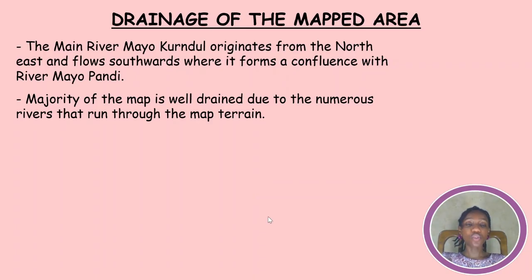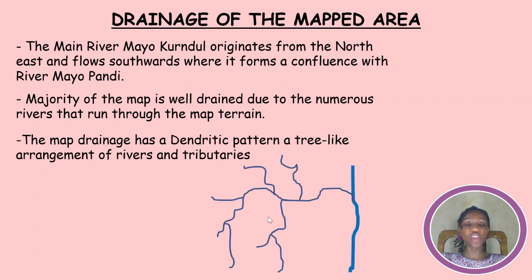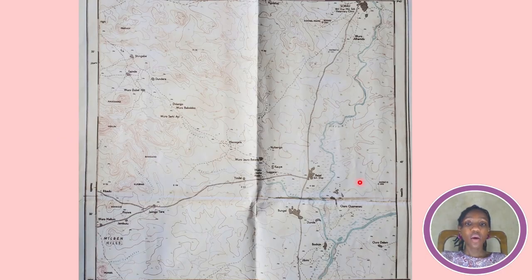Now let's talk about the drainage pattern of the map. The map has a dendritic pattern, meaning a tree-like arrangement of rivers and tributaries. I'm sure that you can see the rivers towards the east of the map that we drew earlier, the very bold river, River Mayo Krundul, and also the tiny tributaries that come from the west.